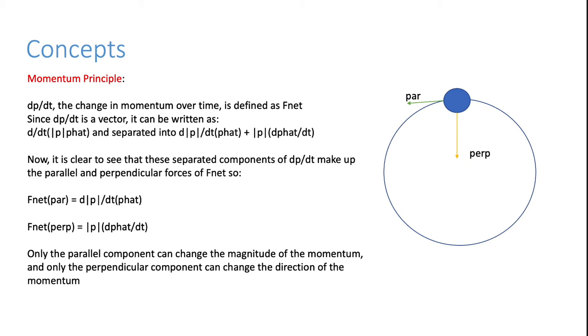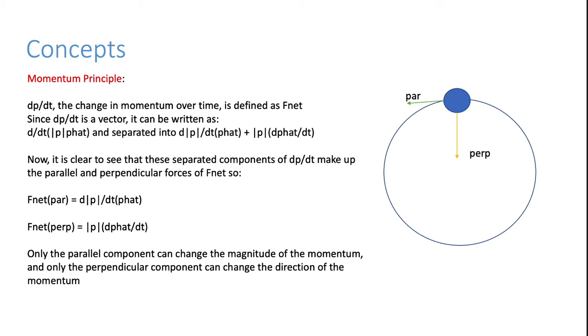So, dp/dt, the momentum principle. dp/dt is the change in momentum over time and is defined as F net. Since dp/dt is a vector, it can be written as d/dt of the absolute value of p times p hat, and it can be separated into its components of d absolute value p over dt times p hat plus absolute value p times dp hat/dt.